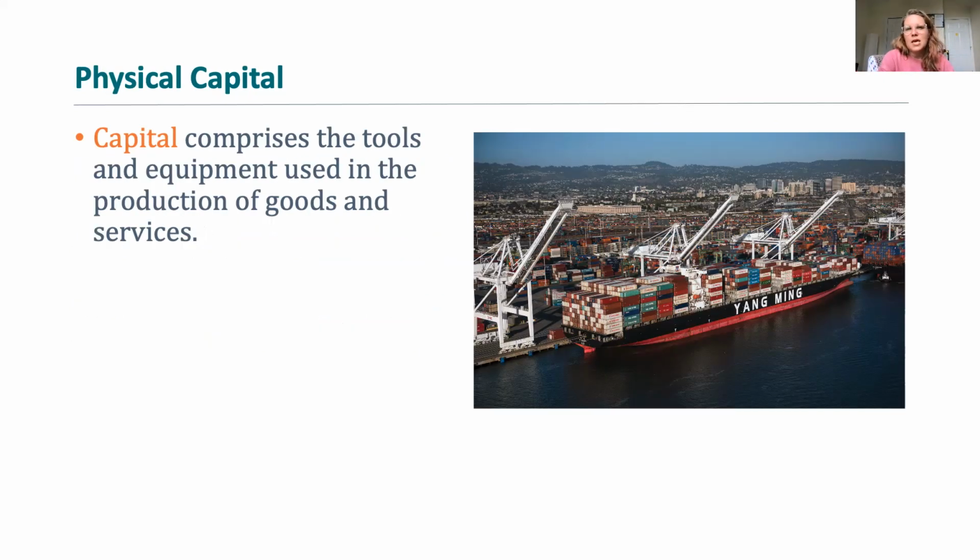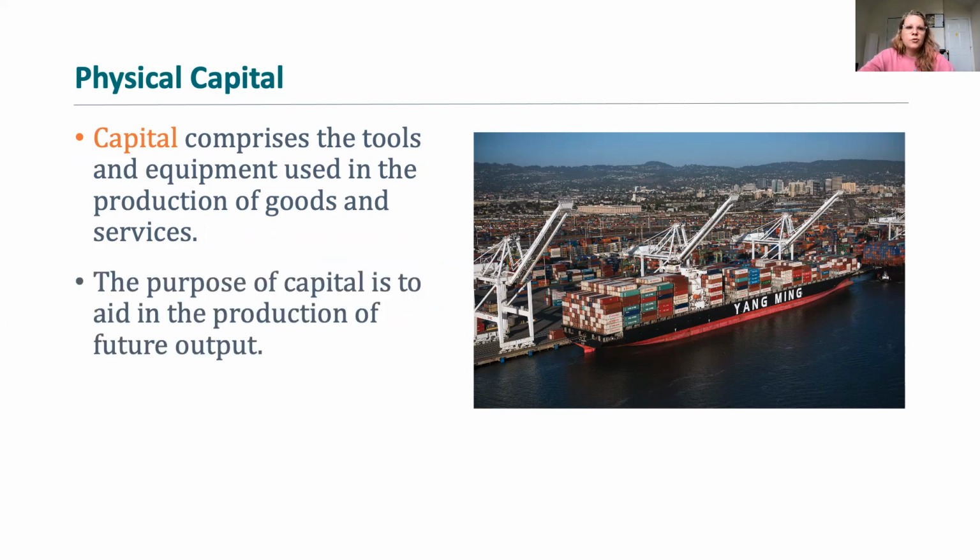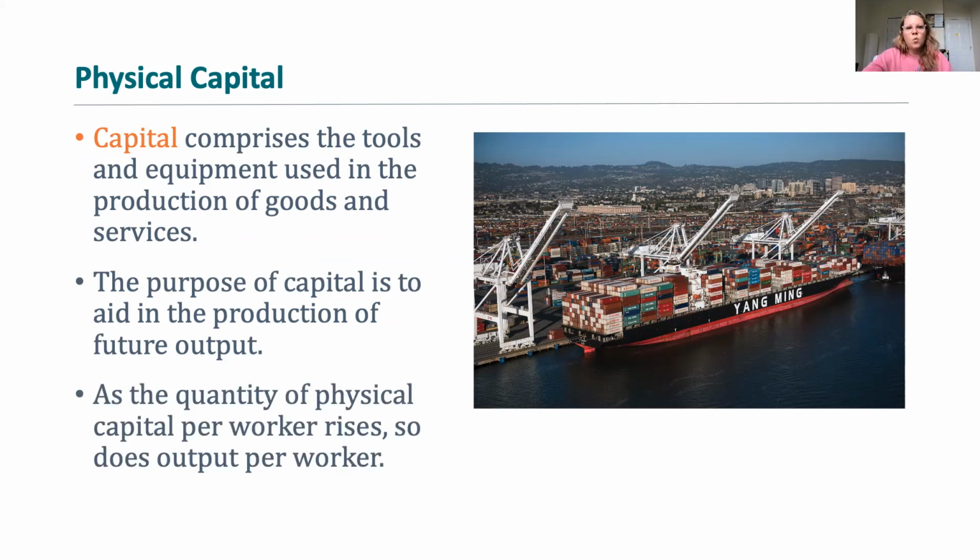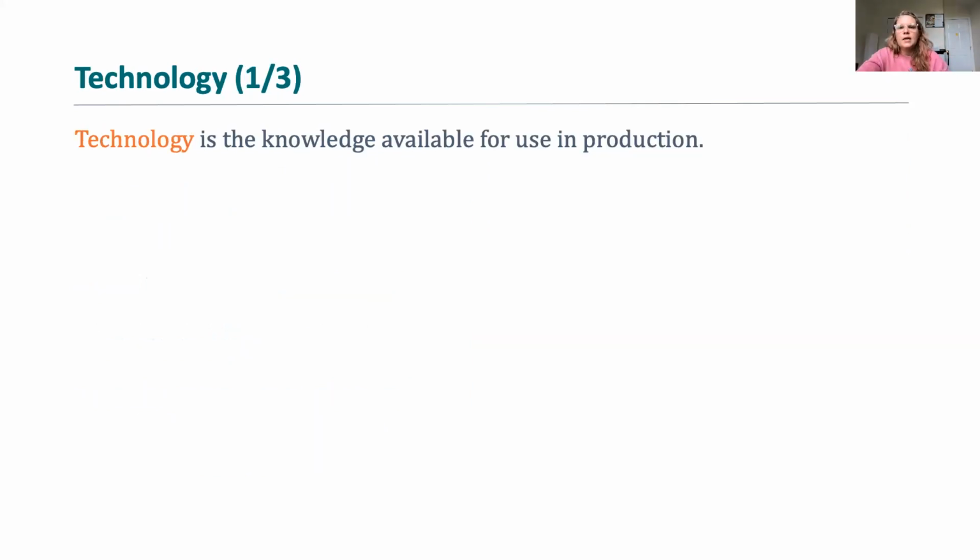Physical capital is probably the thing that we think of most often. These are the man-made things, tools, equipment, factories that are used towards the production of goods and services. So the purpose of capital is to invest in better technologies now in order to enable us to produce more in the future. So as the quantity of physical capital rises per worker, so does the output per worker, usually. So those are resources. We had natural, human, and physical capital resources.